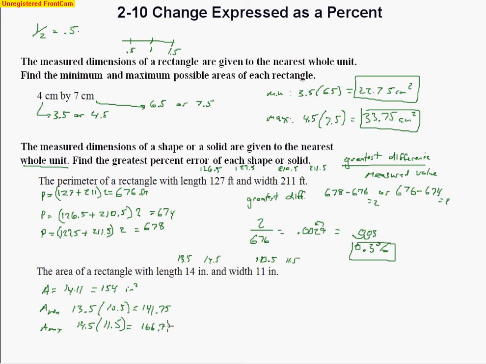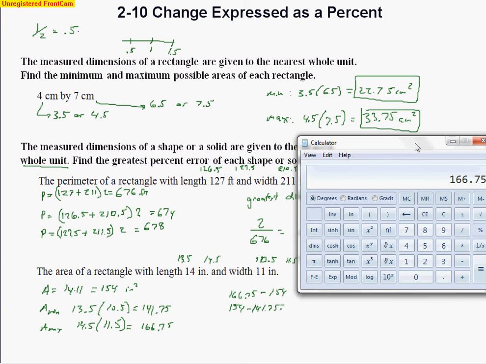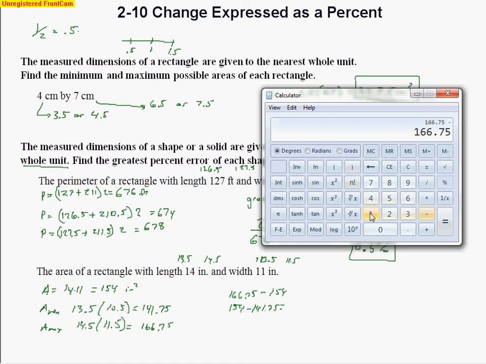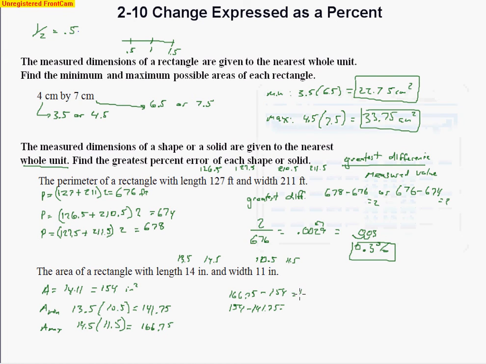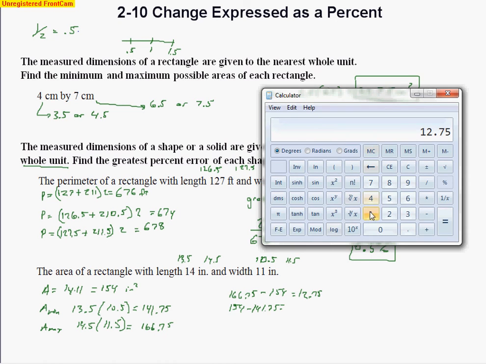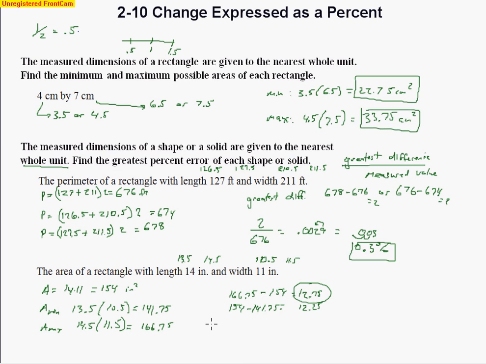So I find out what the greatest difference is. You have to do subtraction, so it's a little bit of work here. 166.75 minus 154, and then I'm going to do 154 minus 141.75, and find out which one's further from 0. When I do that, 166.75 minus 154 gives me 12.75. And the next one, 154 minus 141.75, gives me 12.25. And so I see this is the greatest difference.